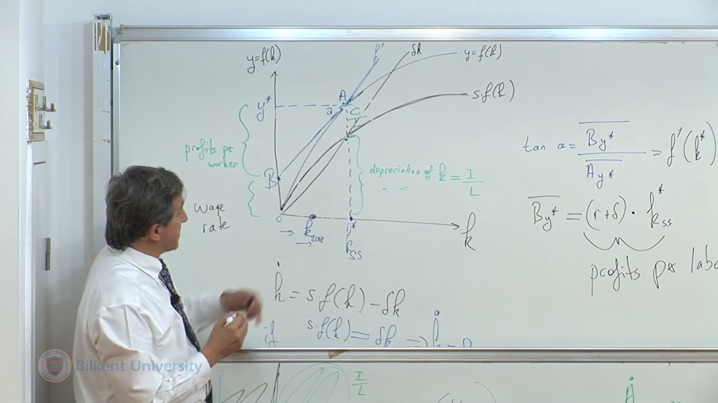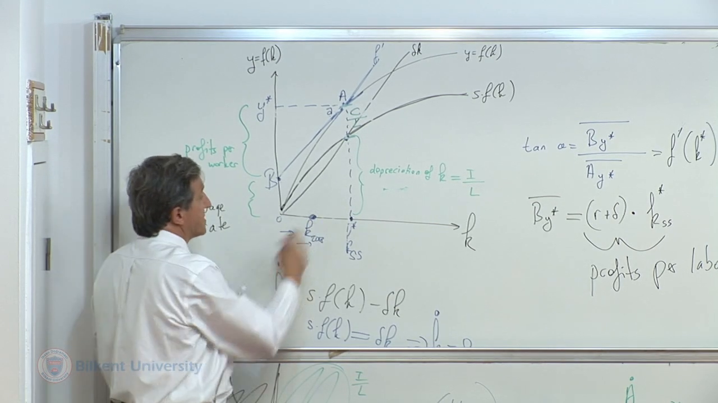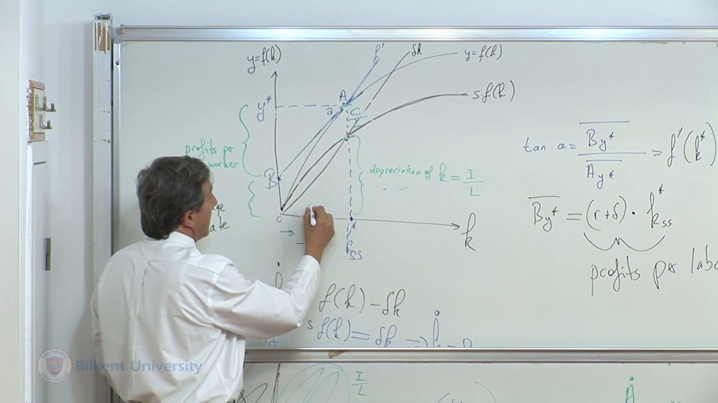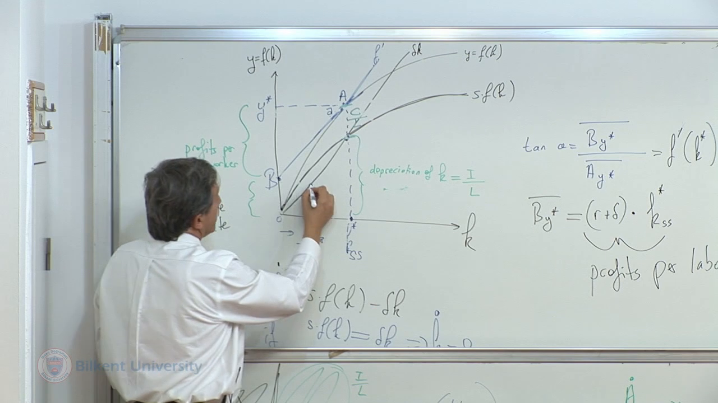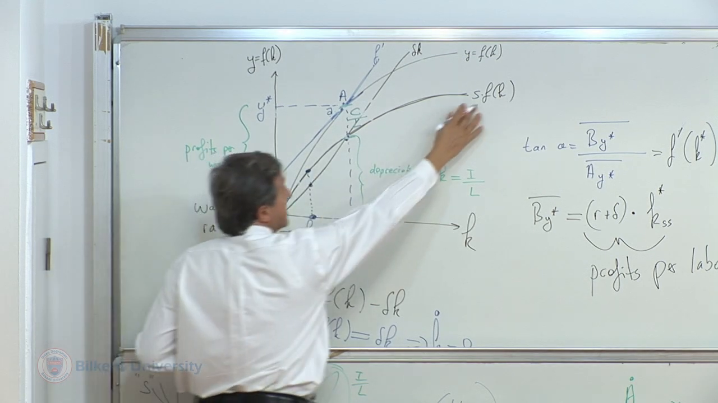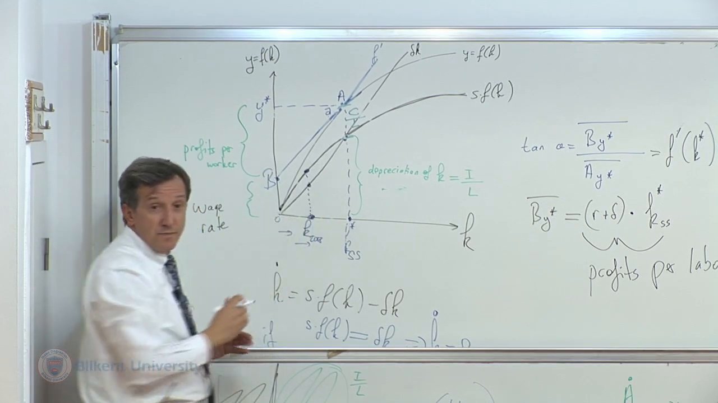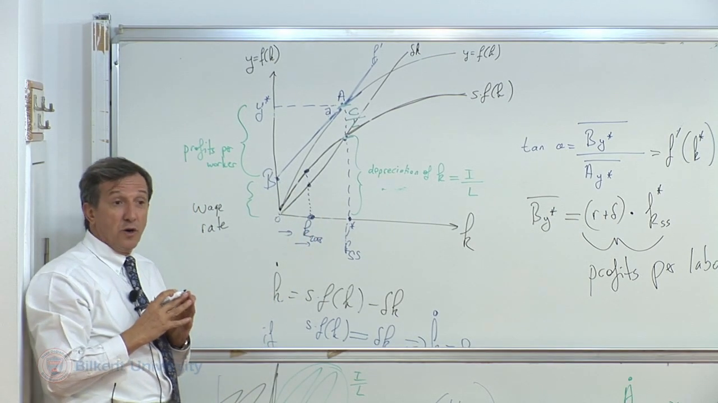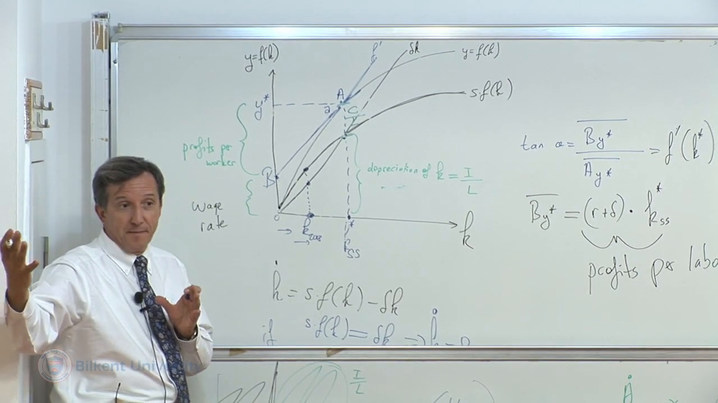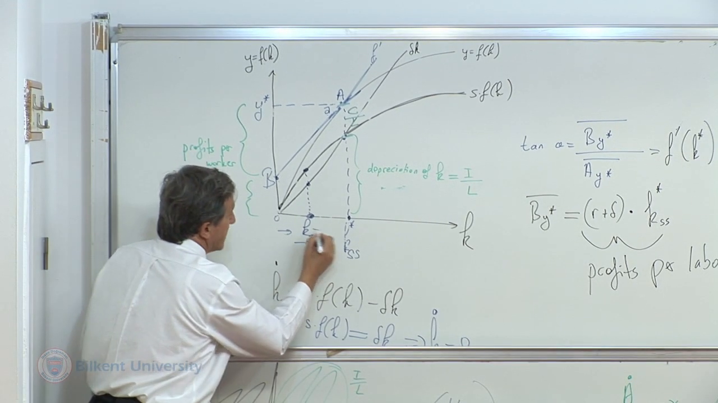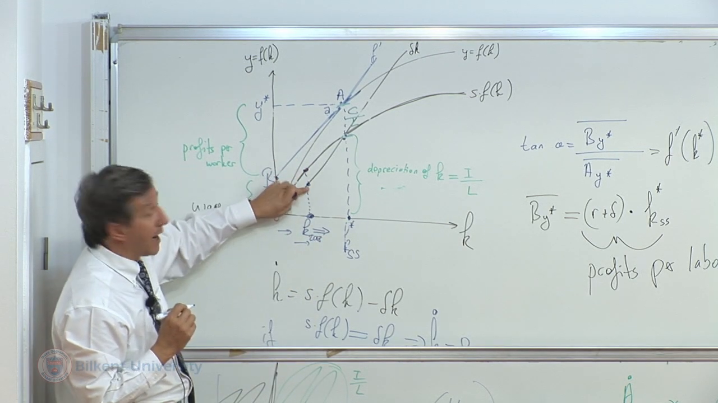Looking at these pictures, suppose that this is how much I am producing now. This is the amount of depreciation. This is the amount of investment. So investment exceeds depreciation. So that means capital is increasing over time. This will continue to increase because investment is higher than depreciation.